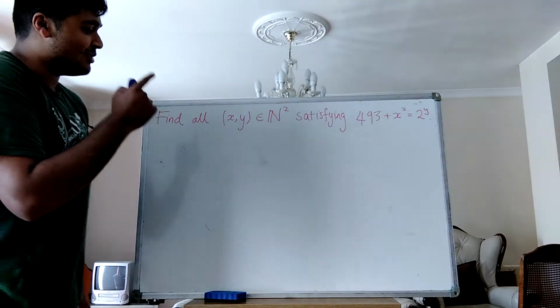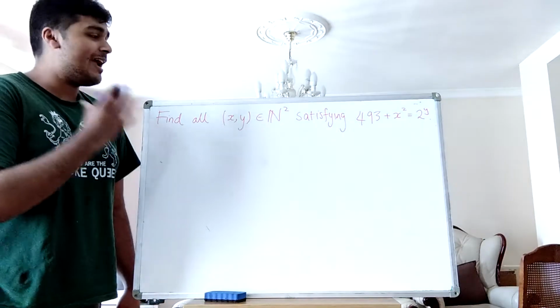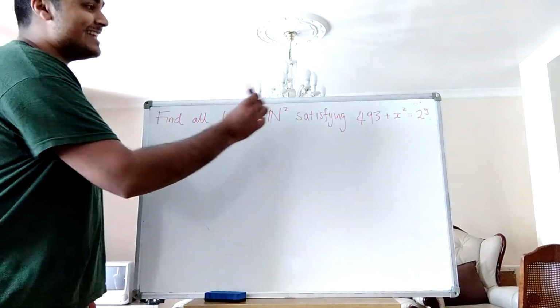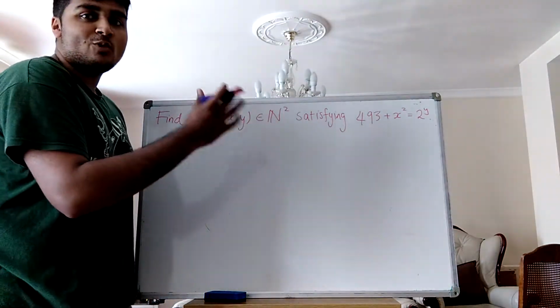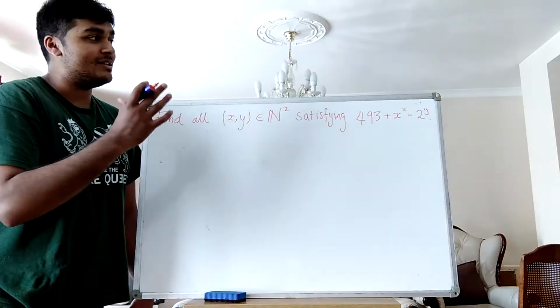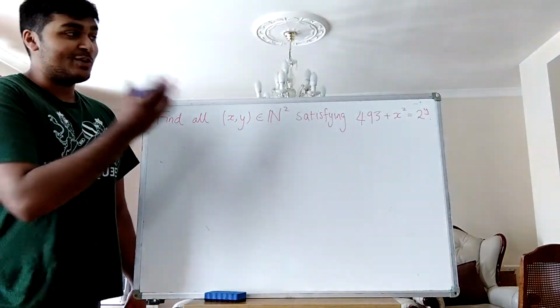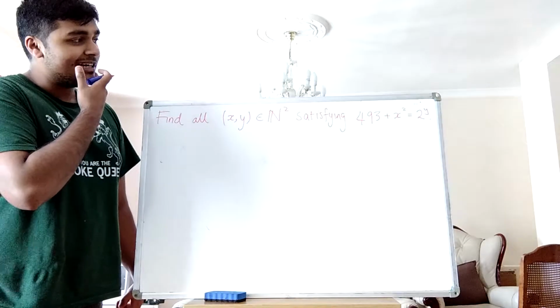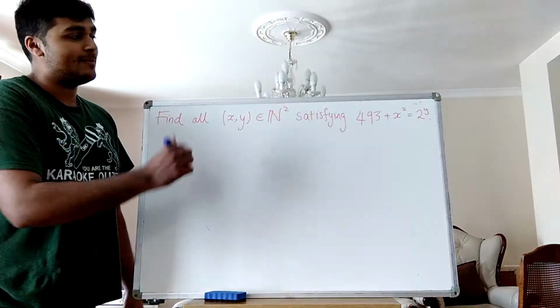Today I'm going to be looking to solve this problem here. I'm looking for x, y being positive integers satisfying this equation here: 493 plus x squared equals 2 to the y. If you want to have a go at this problem, pause the video now, and in just a second I'm going to go over a solution.